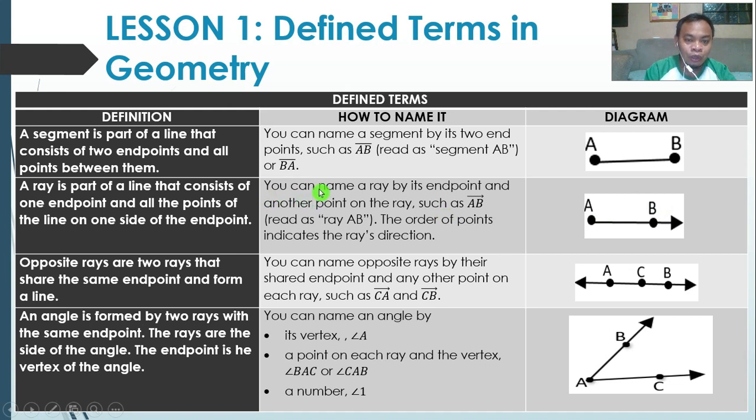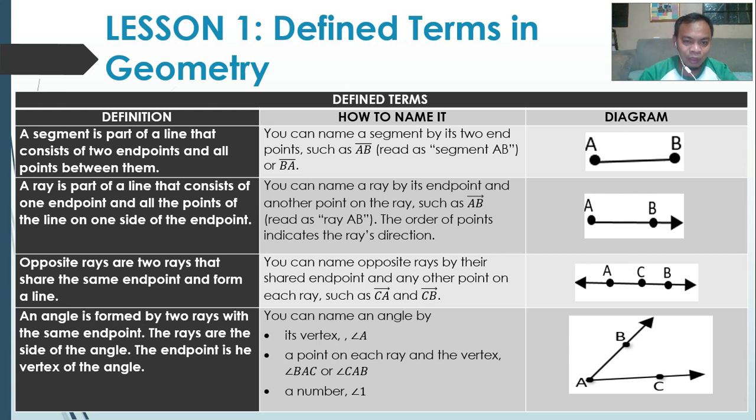Okay, so you can name a ray by its endpoint and another point on the ray such as AB. So this is a symbol of a ray. Meron po siyang line sa doon sa taas tapos may arrow. So this is our endpoint A and B is a point part of the ray. So we name this ray as ray AB. Okay, so hindi po siya pwede nating baliktarin na ray BA kasi yung first letter, your first point ay siya po yung endpoint. So, A to B.